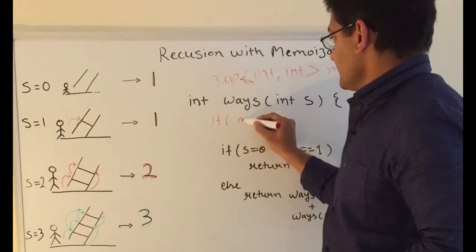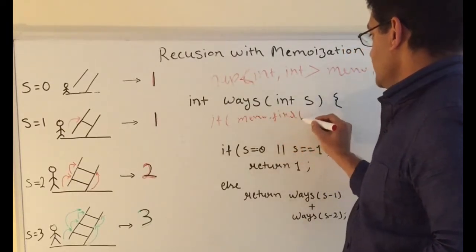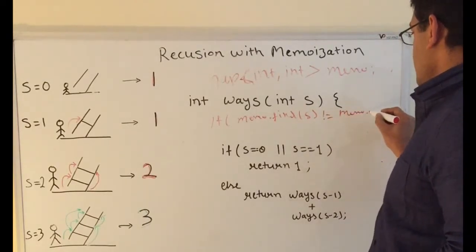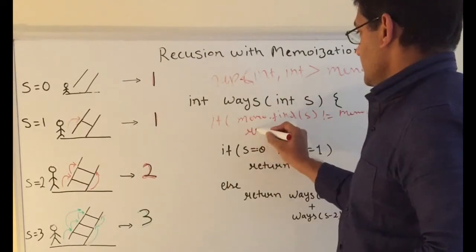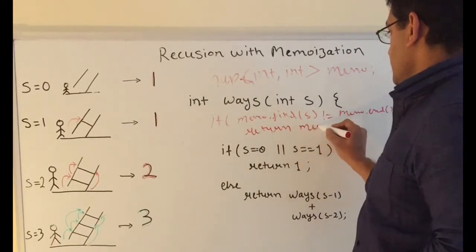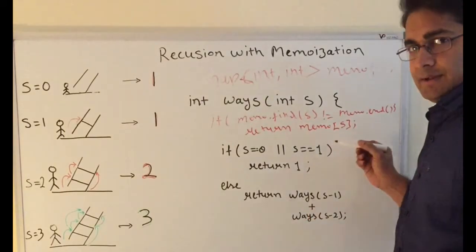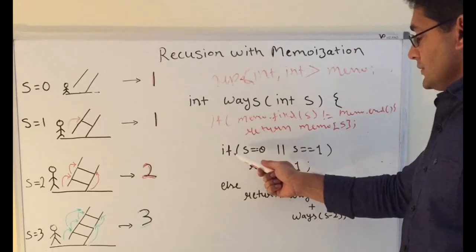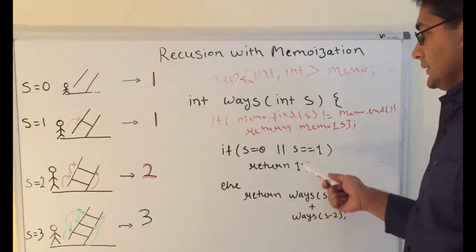If memo.find(s) not equal to memo.end(), then return memo[s]. If we find the value in the map, then we can return that value. Otherwise, we just look for the values s equal to 0 and s equal to 1 and then return 1.